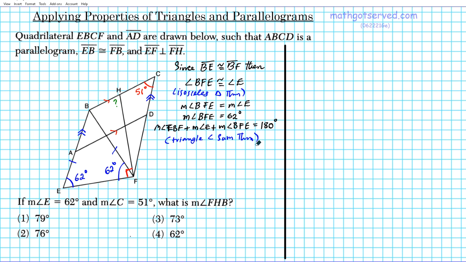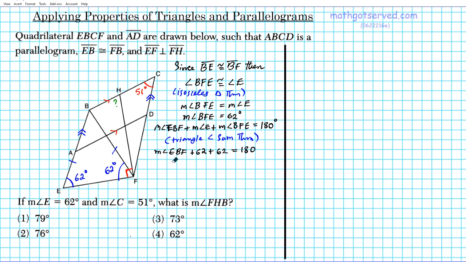Neat. Okay, so if we know that, let's populate the measures. The measure of angle EBF, we don't know, that's what we're looking for. Plus the measure of angle E is 62, and the measure of angle BFE that we found is also 62. Okay, all that together is 180. So it's going to be algebra here. Assume this is an algebraic equation where the measure of angle EBF is your unknown. That's your variable. All right, so that's what we're going to solve for.